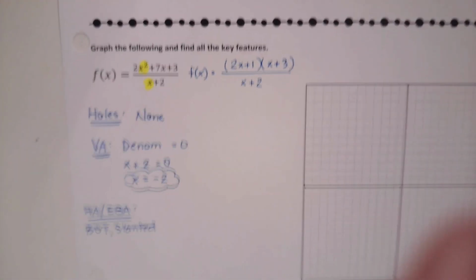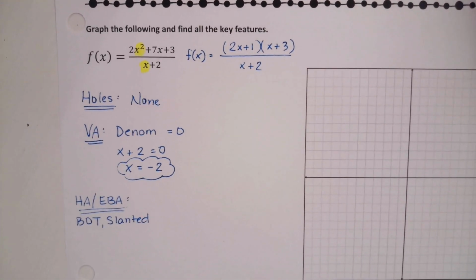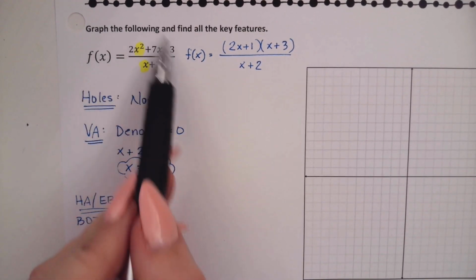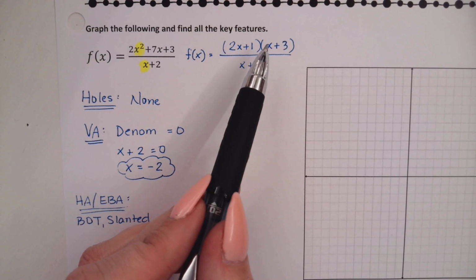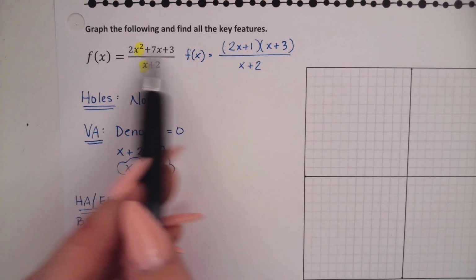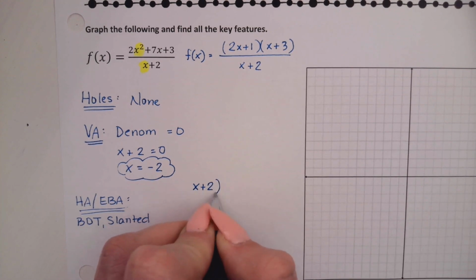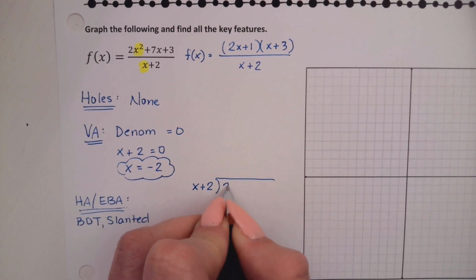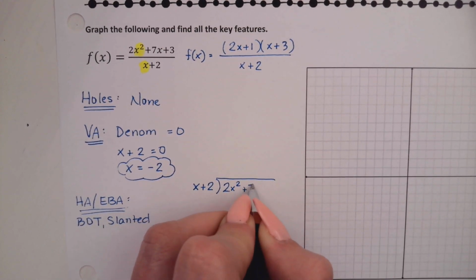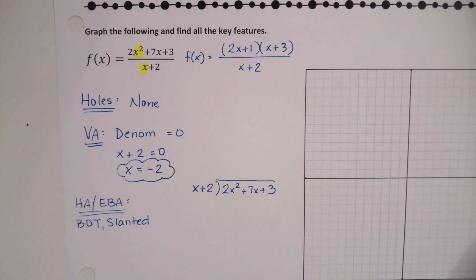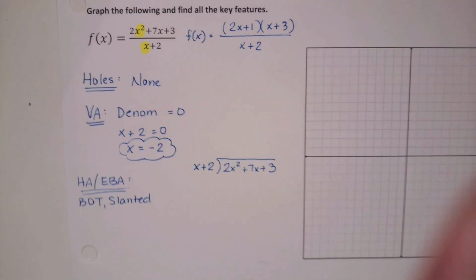So once I know that it's slanted, I am going to have to do a little bit of long division. So I'm going to take the original function, not the factored one. It's hard to do long division with factors, but I'm going to take the original one. I'm going to set up a little long division. So we're going to divide 2x squared plus 7x plus 3 by the denominator, which is x plus 2.